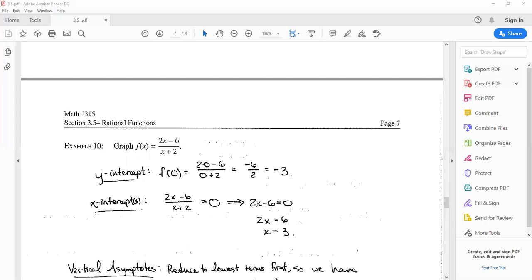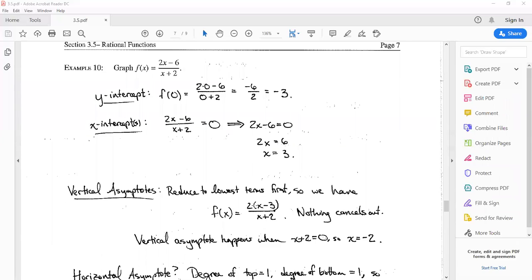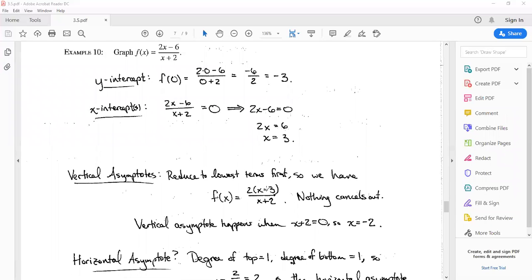Okay, now to determine the vertical asymptotes, we will set the bottom equal to 0, right? We can factor the top and see that nothing is going to cancel out, so you can just forget that. We only need to know when the bottom is equal to 0. So x plus 2 equals 0 when x equals minus 2. So that is the only place that is not in the domain of this rational function, and it is the site of a vertical asymptote.